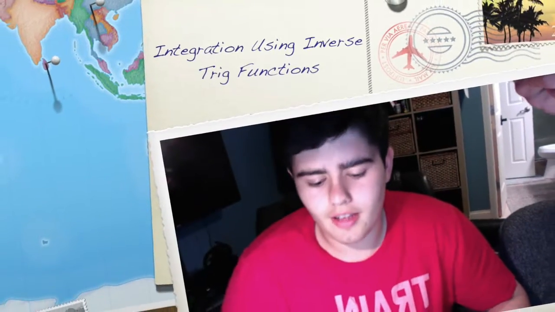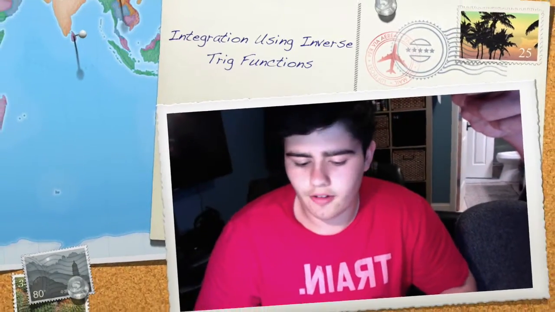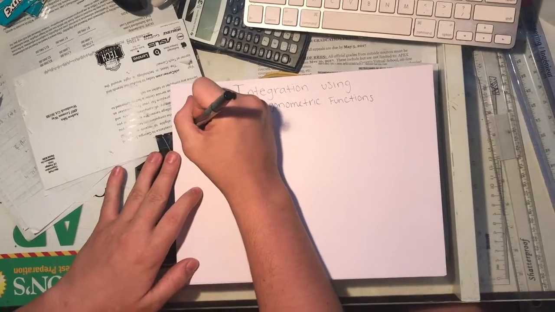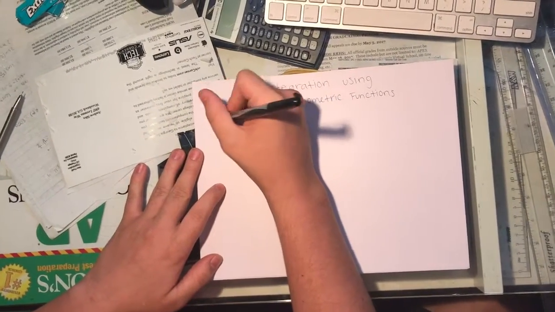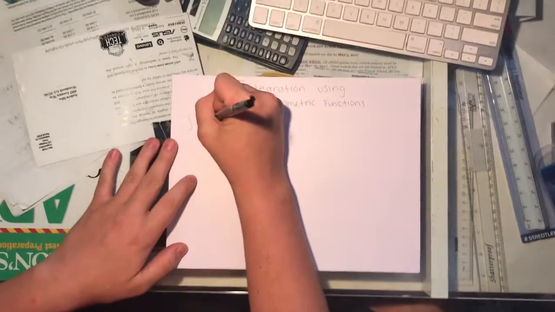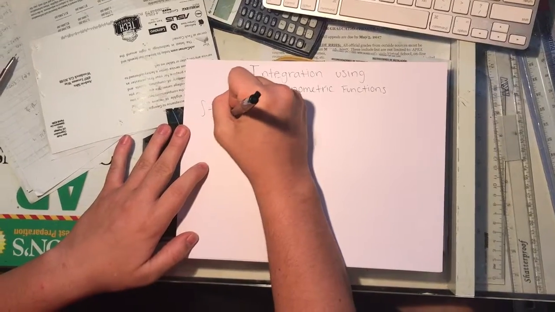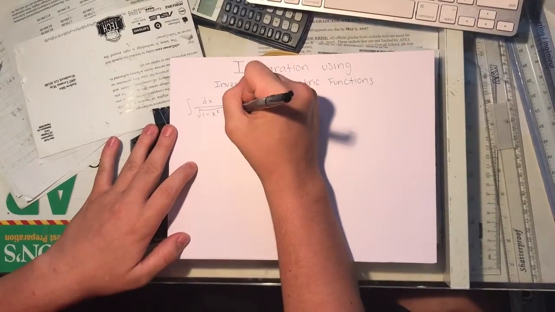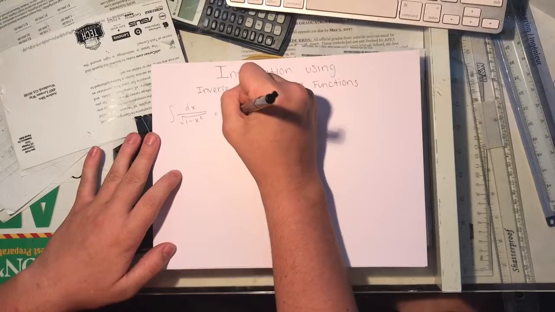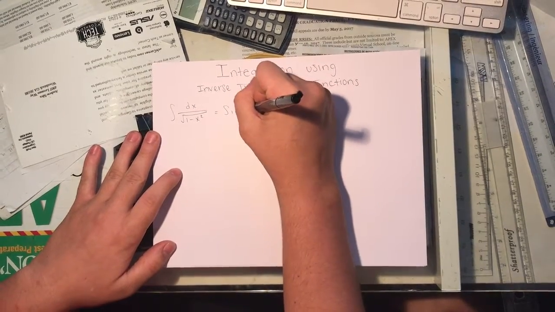Alright, so today I want to talk about integration using inverse trig functions. But first, you're going to have to memorize very important equations that you'll need for basically everything you do with this unit. For the first one, I'm going to start out with the arcsine equation. It's going to be dx over the square root of 1 minus x squared, which equals arcsine x plus c.